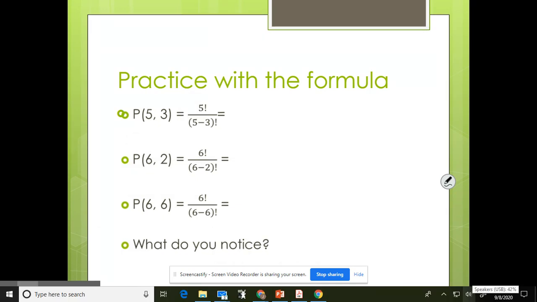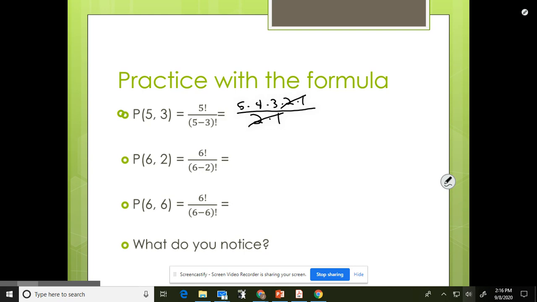Okay, so this would be if we have 5 people. So for the first example, we have 5 people. Let's say we have 3 positions now. Okay, so 5 factorial over 5 minus 3 factorial would be 2 factorial. Let's see what cancels. Just 2 times 1. We're left with 5 times 4 times 3.